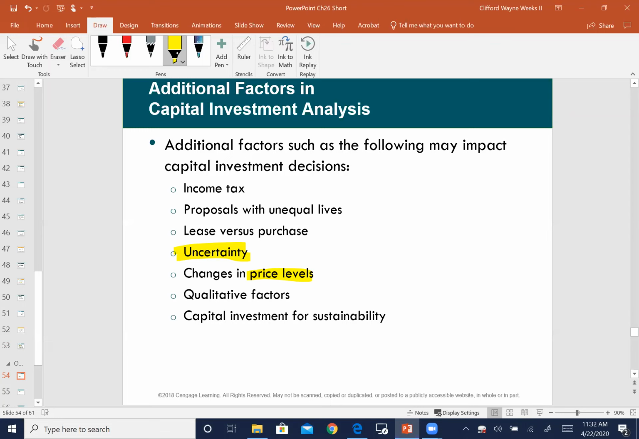So we're not going to take the time to go into each one of those. The textbook does. Read through it, but don't spend that much time on it. There are some qualitative factors, and we will address those. And then also, they talk a little bit about sustainability.